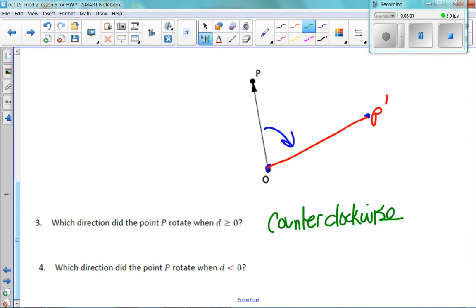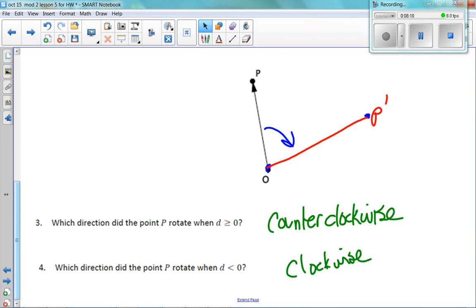Which direction did point P rotate when D was less than 0? That would be a clockwise direction. At any time, if you're not sure about what we're doing here, you need to pause the video and go back and rewind.